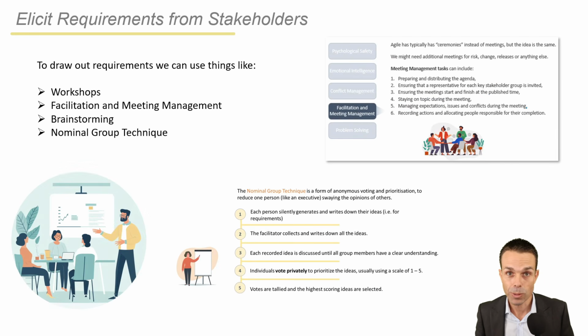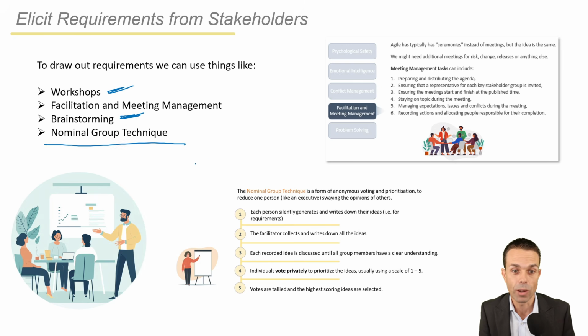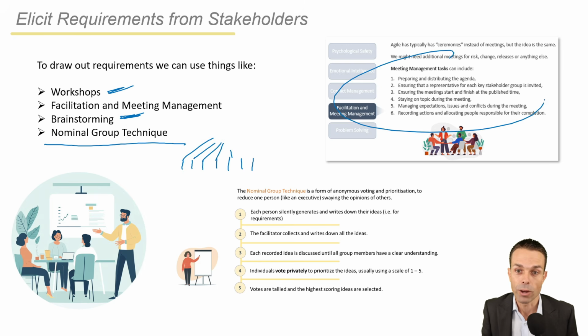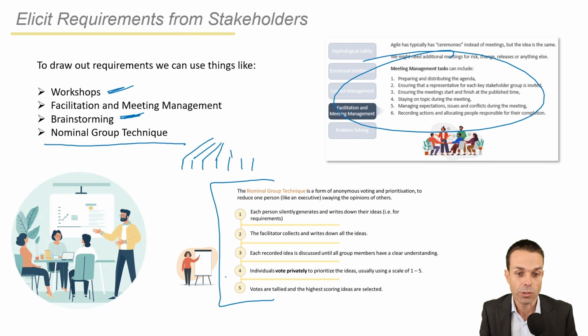Now, once we have our stakeholders, we want to draw out those requirements, and we're going to need people skills and facilitation skills, workshopping, brainstorming with our team and our stakeholders. And one great brainstorming technique is the nominal group technique, where everyone can write down their requirements or ideas anonymously. So they're not influenced by the managers or the executives in the room or the highest paid person or the loudest person in the room. But know how to run a good meeting, know how to brainstorm with your team.